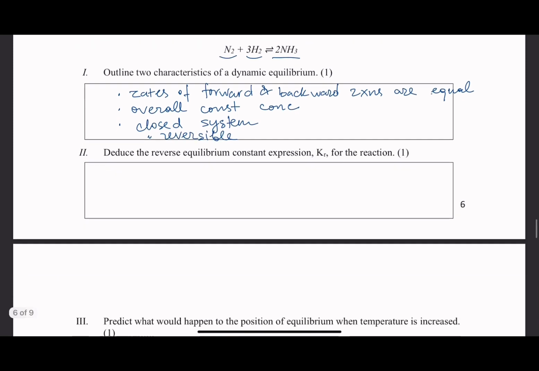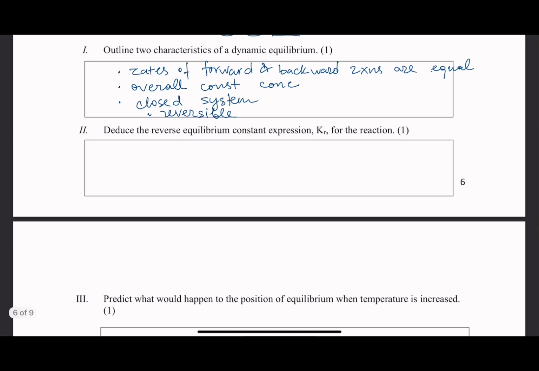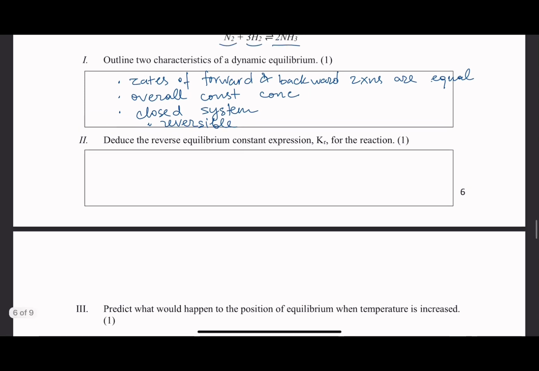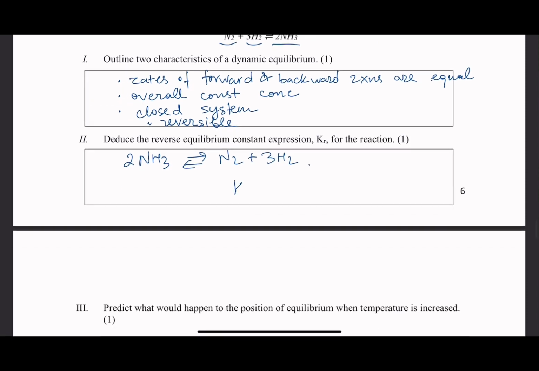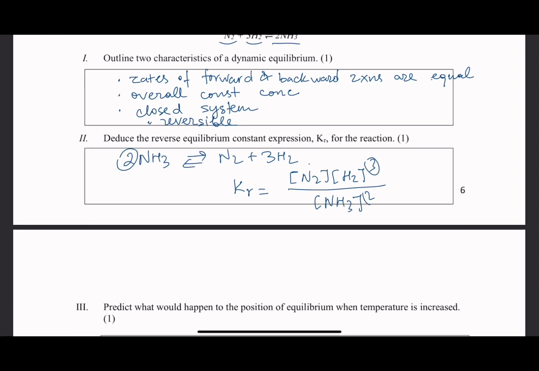Then the second part asks to deduce the reverse equilibrium constant expression for the reaction. So the reverse reaction is this one, given as N2 plus 3H2, and the Kc for this expression is N2 times H2 to the power of 3, over NH3 to the power of 2. We know that the coefficients go as exponents in here.